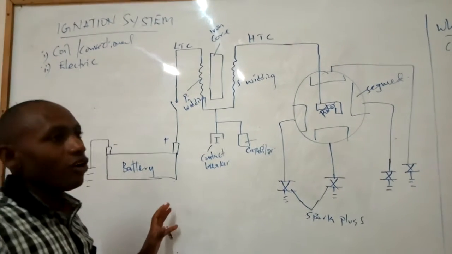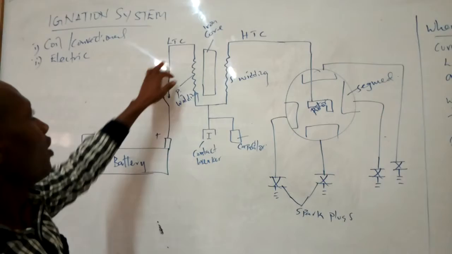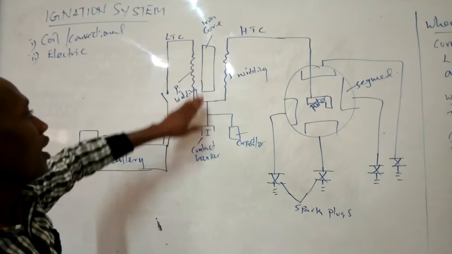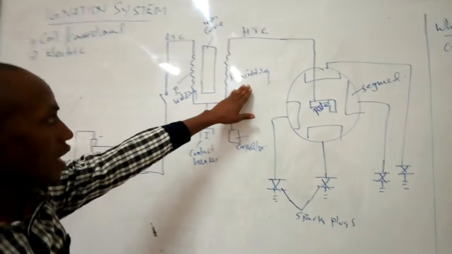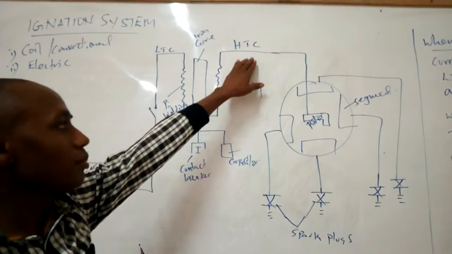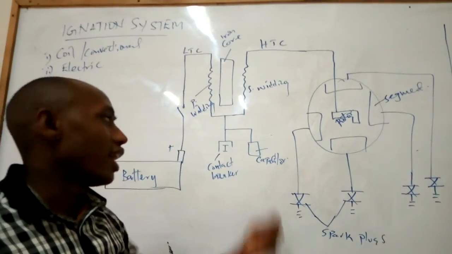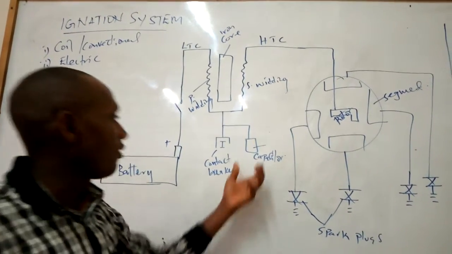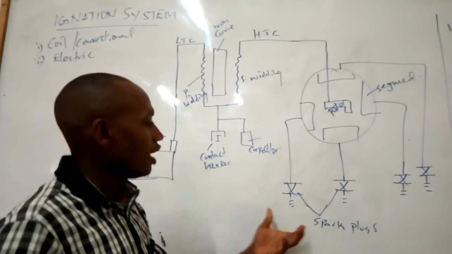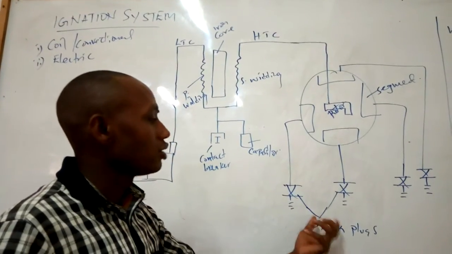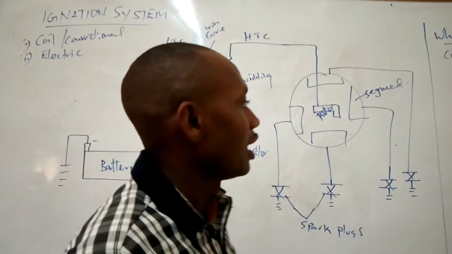As you can see, the components involved are the battery, the ignition switch, the low tension cable, the primary windings, the iron core, the secondary windings, the high tension cables, and the distributor. Then we have the contact breaker and the capacitor. The function of the capacitor is just to store charges for a moment. We also have the spark plugs, used to produce sparks in the required cylinder.